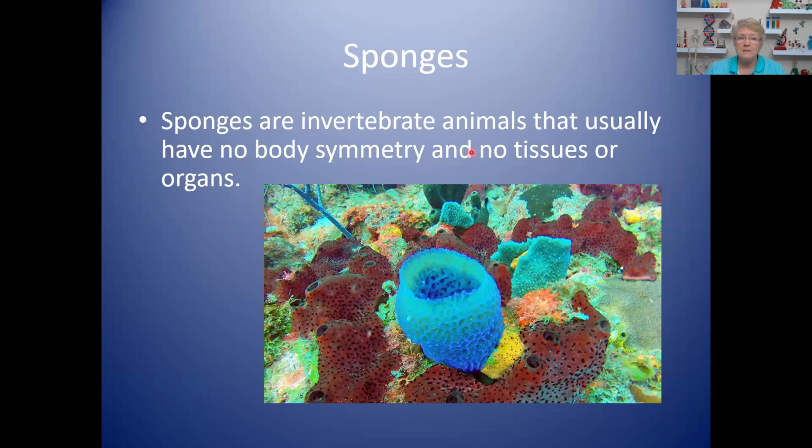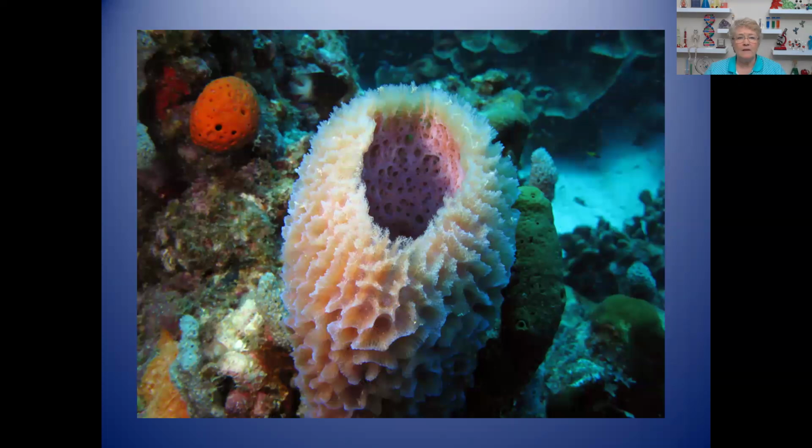And they don't come together to make tissues. Since there aren't any tissues, there aren't any organs. Basically, sponges are a collection of cells. Now, those cells do work together in a way. So let's watch this video that talks about how sponges work.